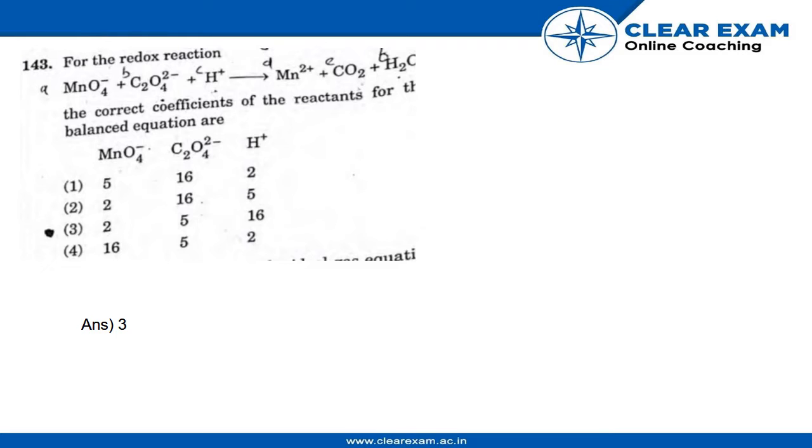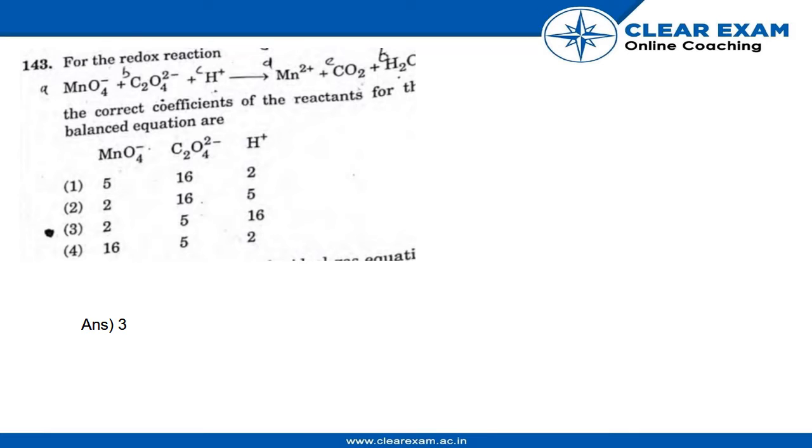The question is: for the redox reaction MnO4 minus plus C2O4 2 minus plus H plus gives Mn2 plus, CO2 plus H2O, the correct coefficients of the reactants for the balanced equation are, so the options are: first, 5, 16 and 2; second, 2, 16 and 5; third, 2, 5 and 16; and fourth, 16, 5 and 2.